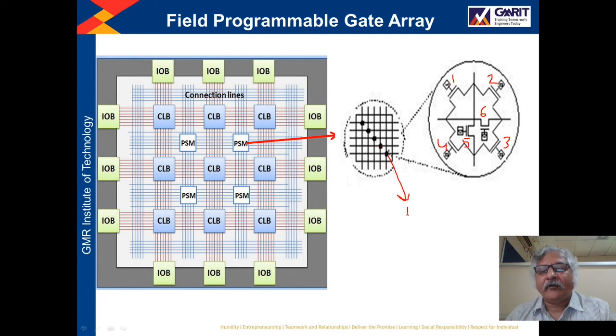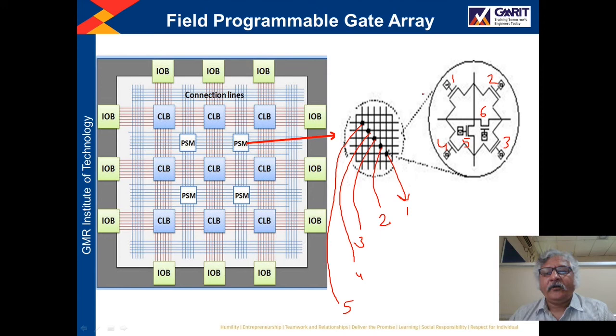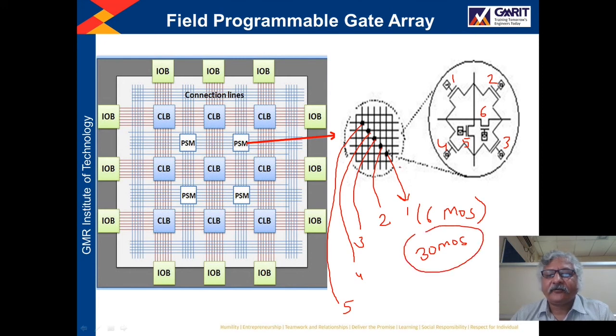Okay, so now this type of structure is there at this one junction, and now see how many junctions are there. This is junction number 1, this is the junction number 2, this is the junction number 3, this is the junction number 4, this is the junction number 5, right? So at one junction we are having 6 MOSFETs. So total how many MOSFETs are there now? We are having 30 MOSFETs.